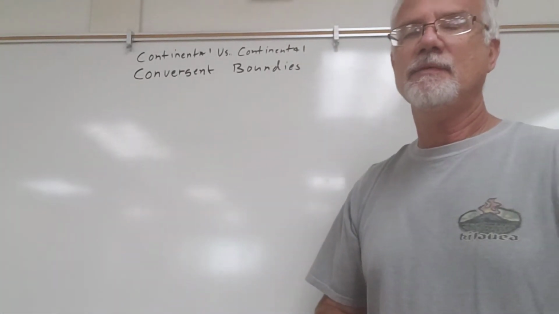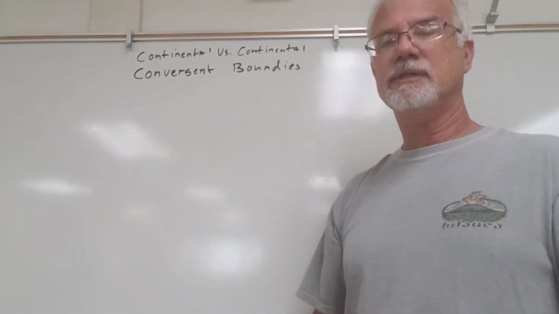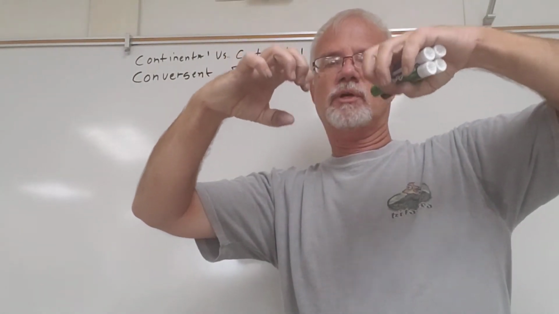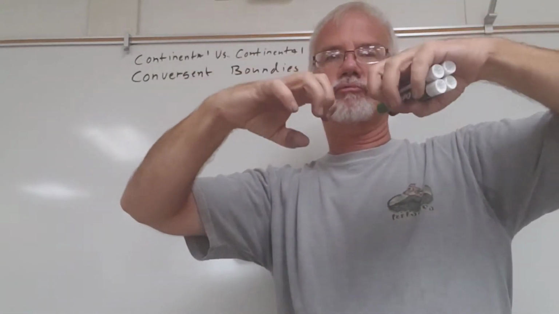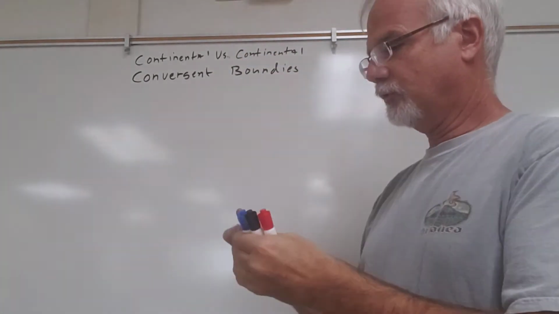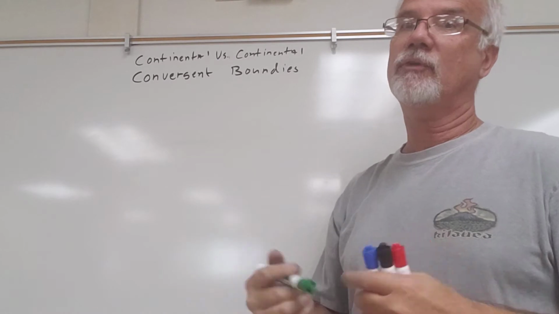This next boundary we have is going to be continental versus continental. It's convergent, so we have these two big, fat, heavy semi-truck plates coming together, and then they're going to crash together. And so when we draw this, first thing we have to do is draw our continents.